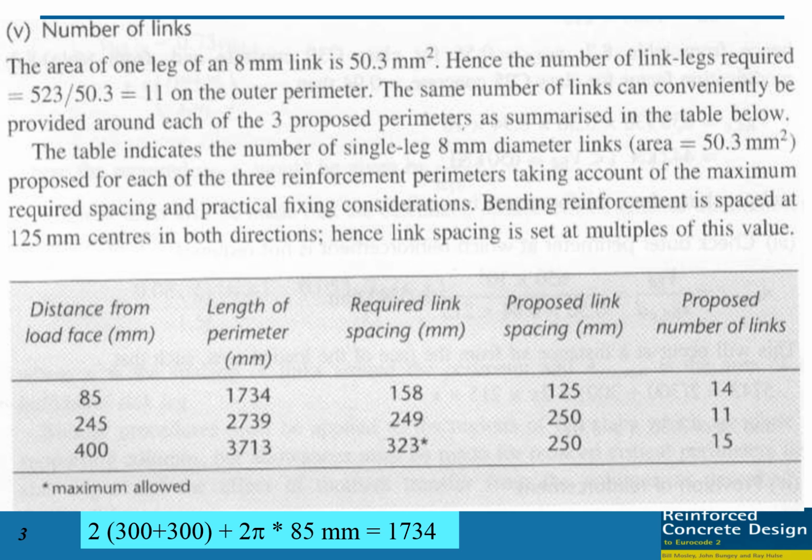So the bending reinforcement is spaced at 125 mm in both directions. We already discussed this. So hence the link spacing is set at a multiple of this value. So you can see here the required link spacing is 155, 249, 323. Okay, so this is the proposed number of links for 14, 11, and 15, and then the proposed link spacing. 155 is the required link spacing, so for construction purposes we use 125. And then for 249 we use 250, for 323 we use 250.